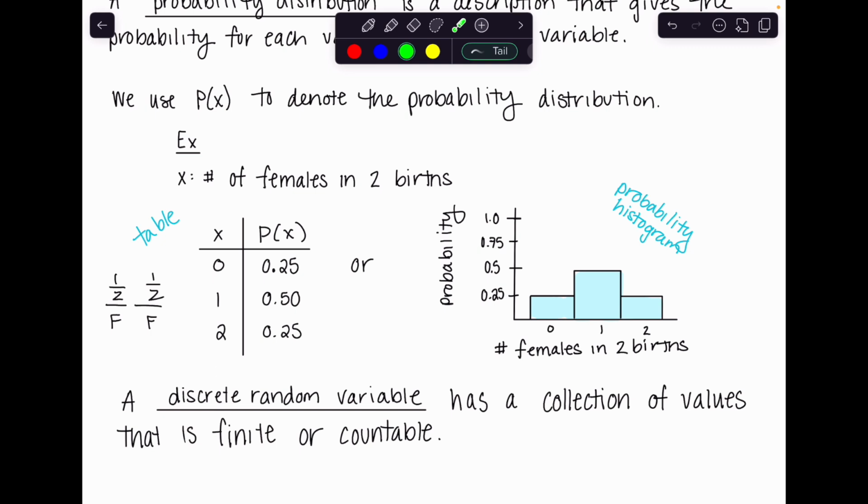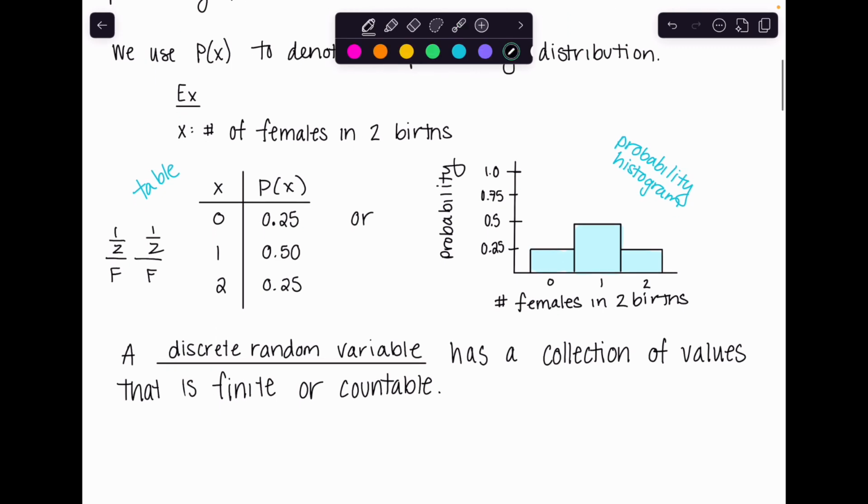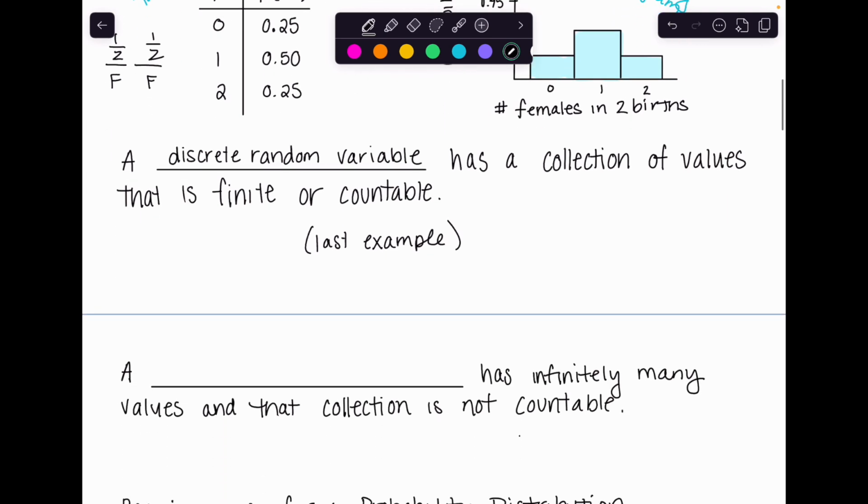So in this case, it is going to be finite, but countable basically means it's counting numbers that can continue on indefinitely. So as a good example of this, the last example is a discrete random variable. There is a finite number of outcomes. The other type, which is more complicated, is a continuous random variable.